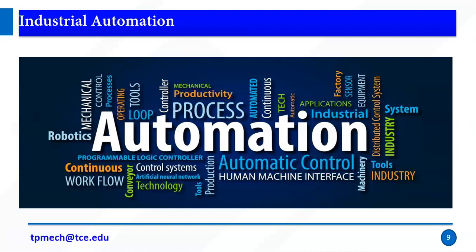So automation, again we say robotics. Robotics is also one kind of automation, right? Based on our program only it will operate robotics, and it will enhance productivity and so continuous human machine interface. So these are the automation.